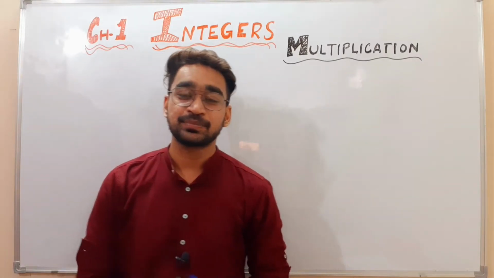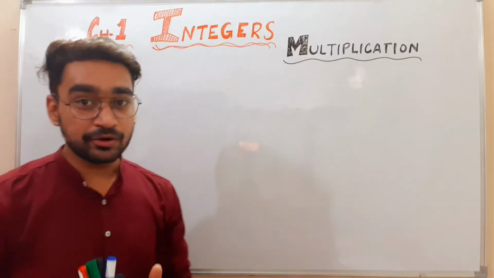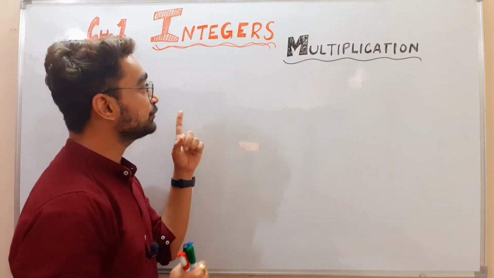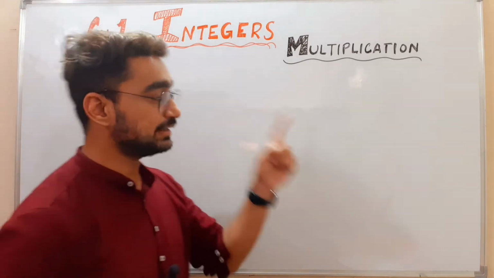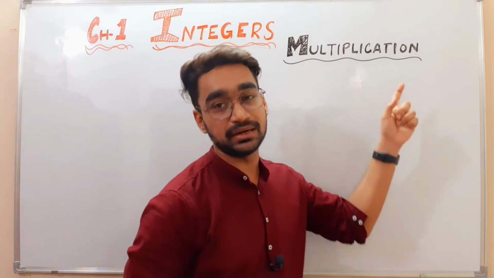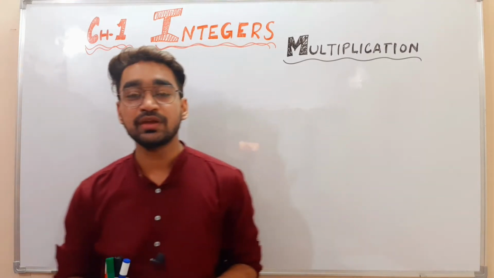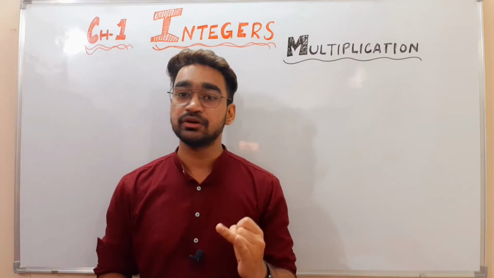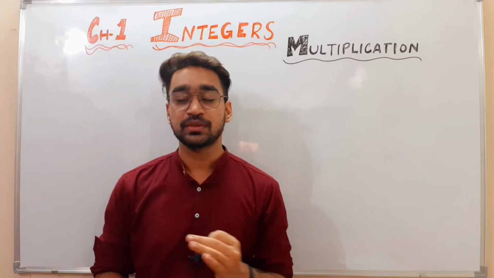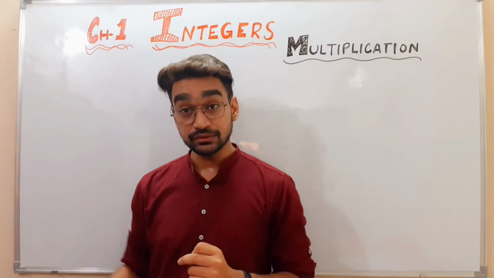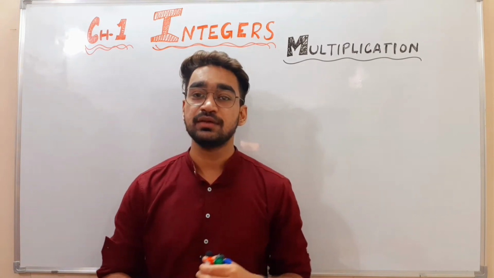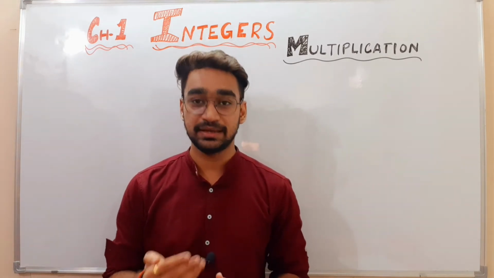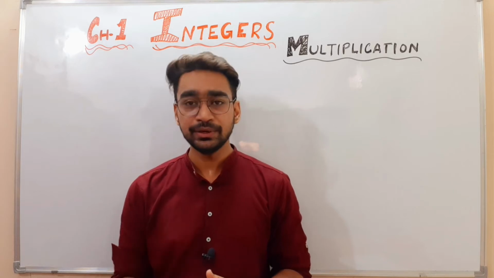Hello everyone. As you have already read, we are going to study Chapter 1, Integers, Grade 7, multiplication. In the last video, we discussed the properties of addition and subtraction: closure property, commutative property, associative property, and other properties also. So in this video, we are going to learn how to multiply two integers.